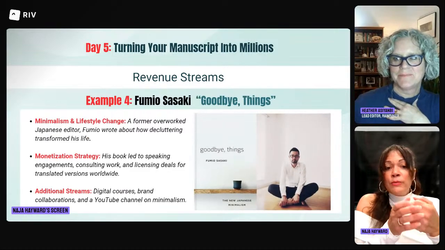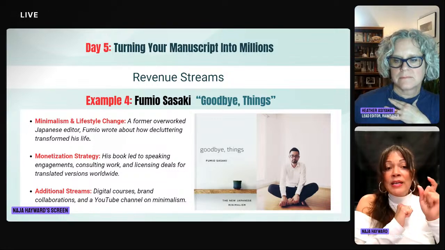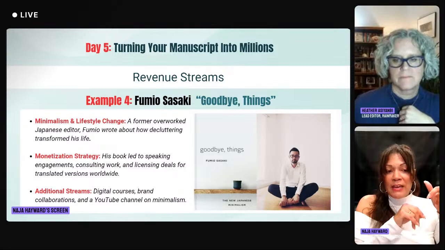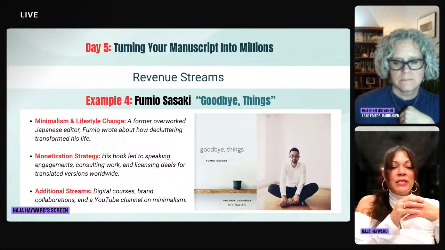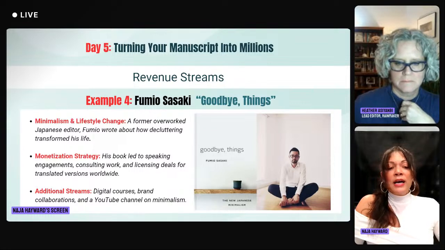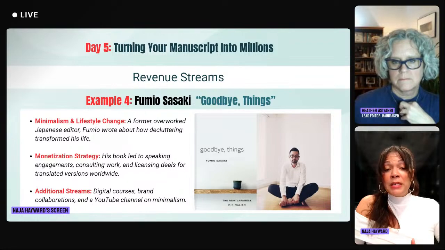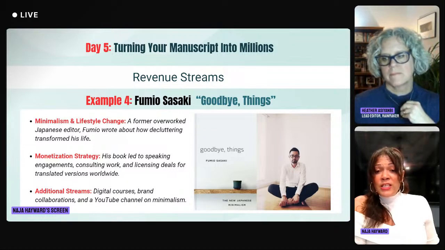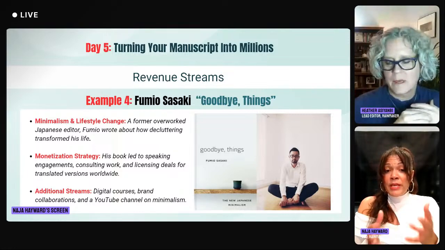Fumio Sasaki wrote a book called Goodbye, Things. He was a former overworked Japanese editor, and he wrote about how decluttering transformed his life. Kind of like Marie Kondo, his book has led to speaking engagements, consulting, and licensing deals for translated versions worldwide. He has done digital courses, brand collaborations, and a YouTube channel, all on minimalism. But he started out as an employee, working for an organization, and decided that he wanted to write his own book based on his own story.